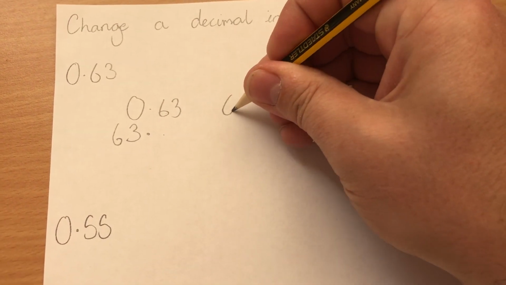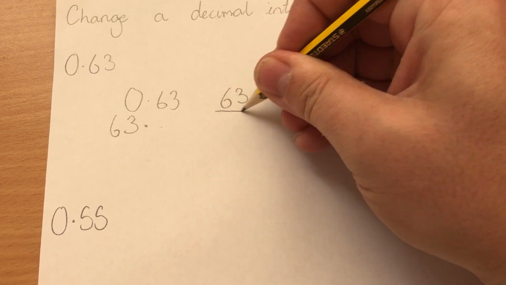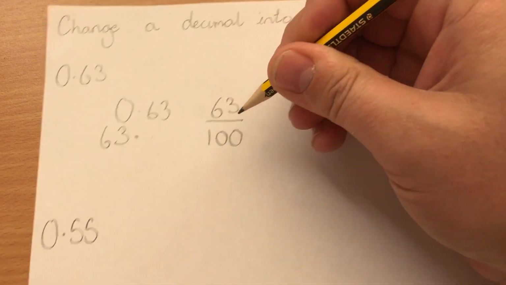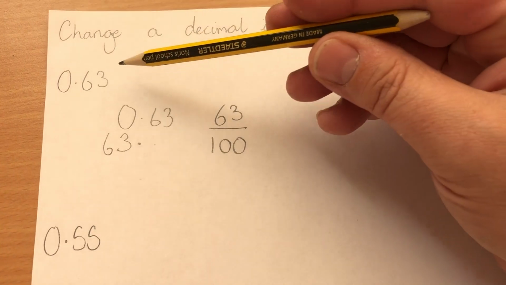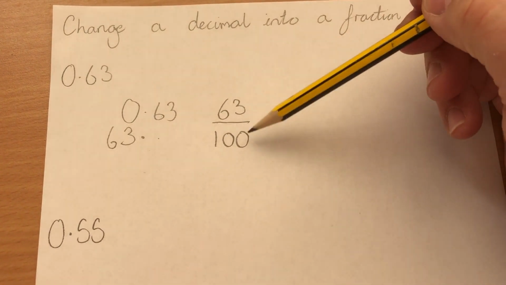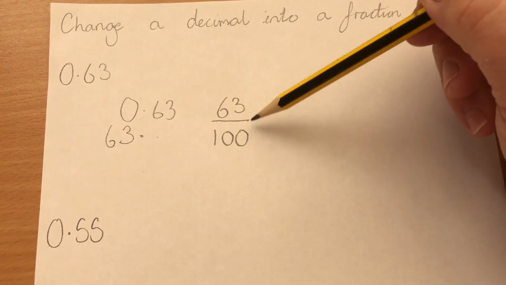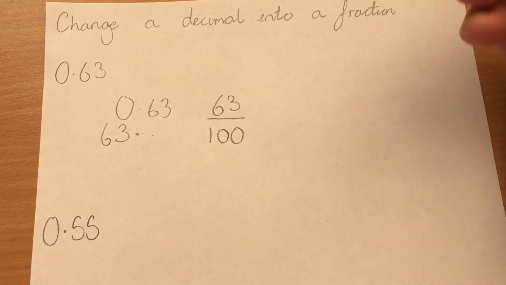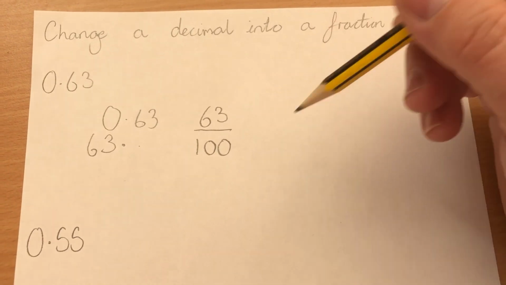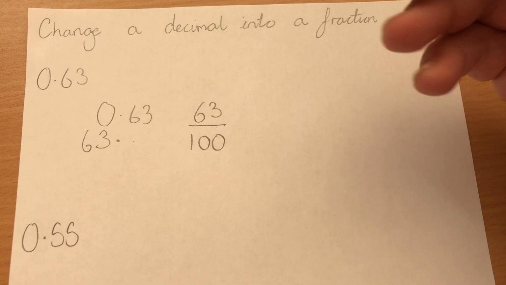Then I'm going to write the fraction 63 over 100. So that's my fraction. 0.63 is 63 over 100. Then before I finish, I'll look at this fraction and just think, can I simplify it? But with this one I can't, so that is my fraction.